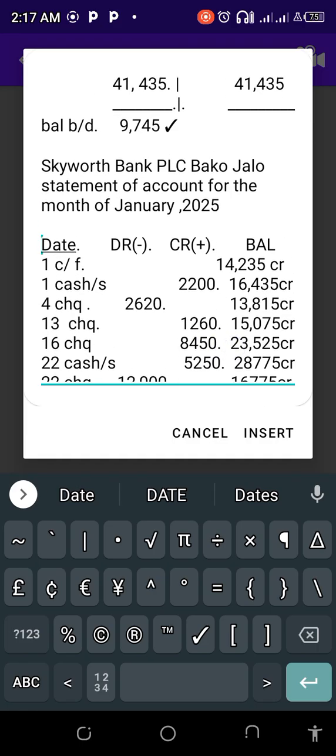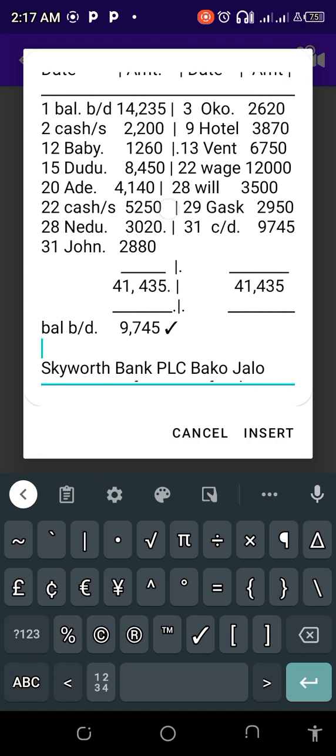And if there's any transaction on the debit side of the cash book that is missing on the credit side of the bank statement, that transaction is an unpresented check. That check is an unpresented check. So let us try to find out whether there is any transaction on the debit side of the cash book that is missing on the credit side of the bank statement.